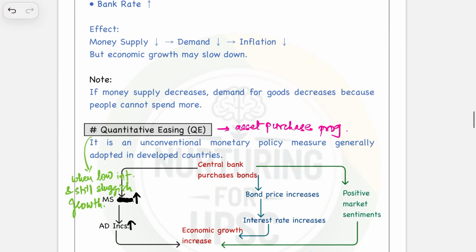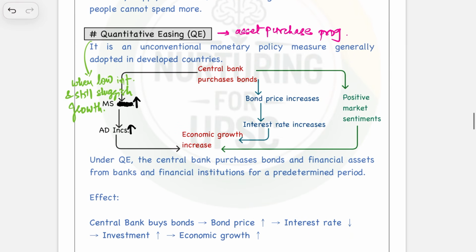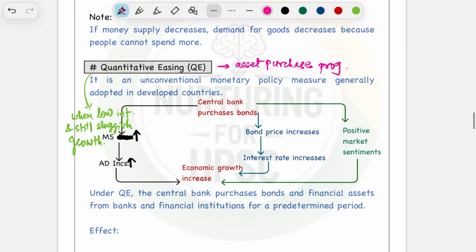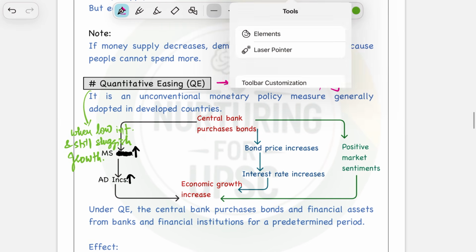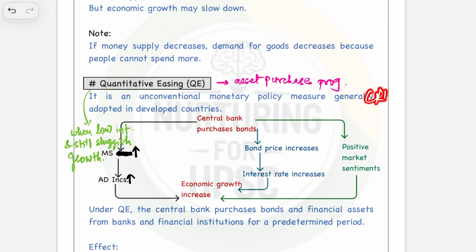But what happens when the traditional measures, CRR, SLR, bank rate, or open market operations, fail to give impetus to the sluggishness and slowdown in the economy? Developed economies have resorted to something called quantitative easing.